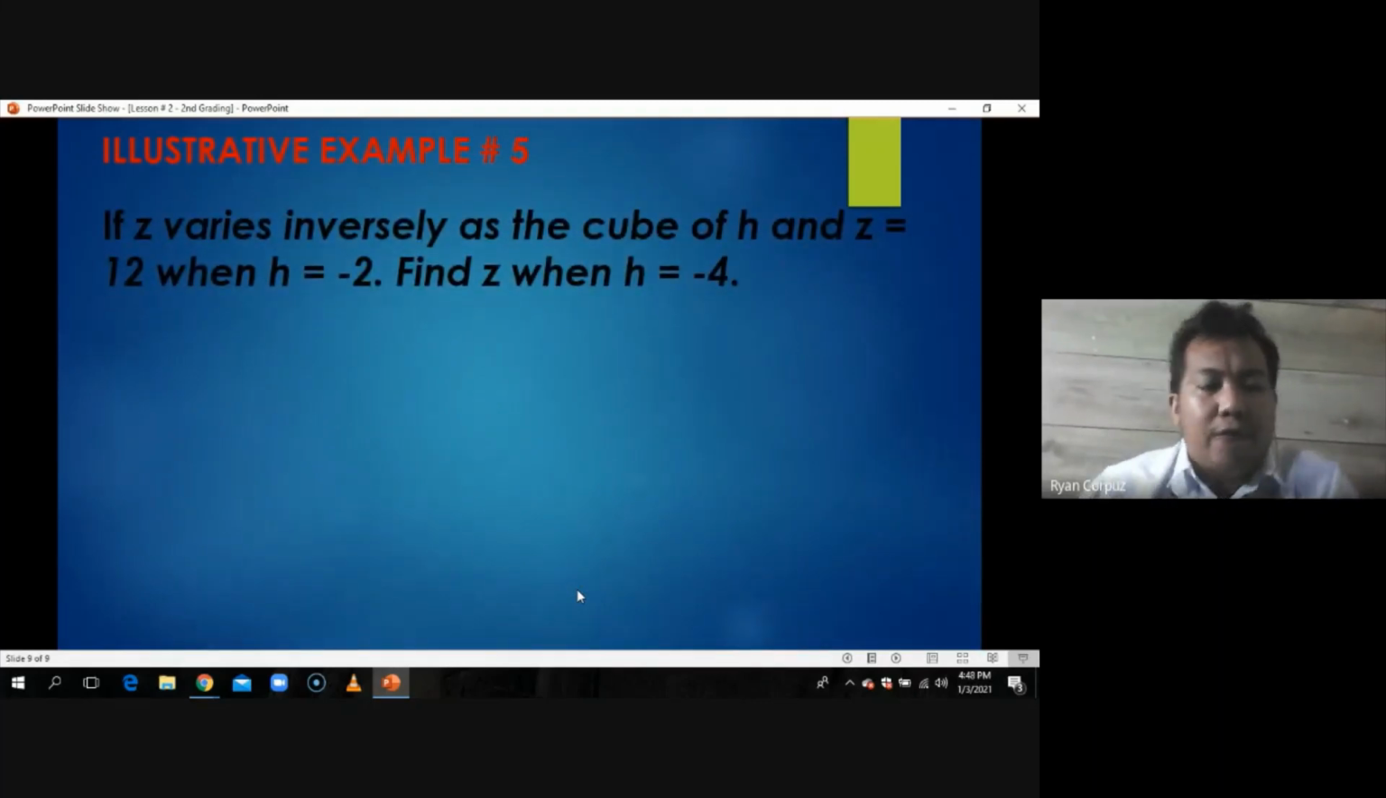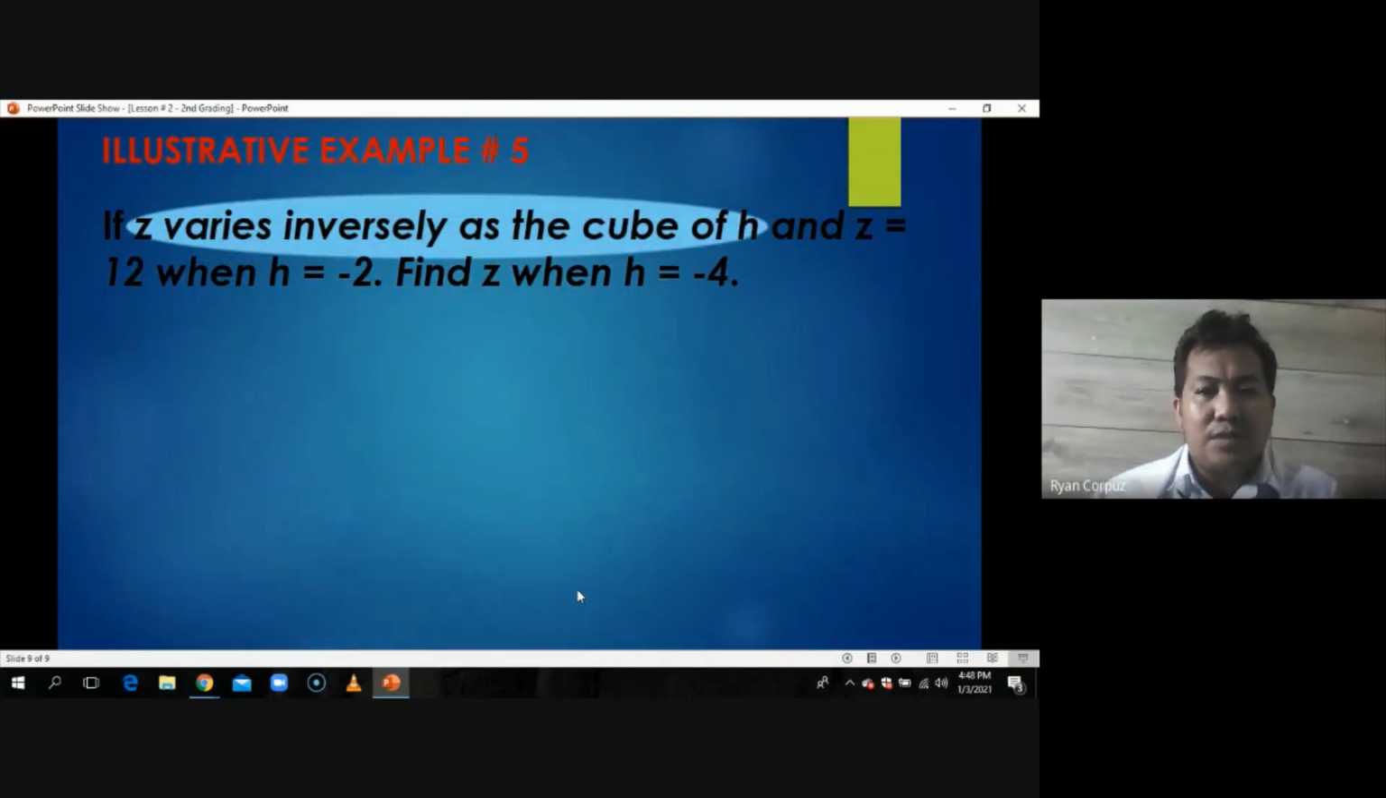So example number 5, the problem is: if Z varies inversely as the cube of H and Z is equal to 12 when H is equal to negative 2, find Z when H is equal to negative 4. So the statement of variation there is Z varies inversely as the cube of H. So using the first step, translate natin yan into symbols. So the first translation will be Z is equal to K over H cube.